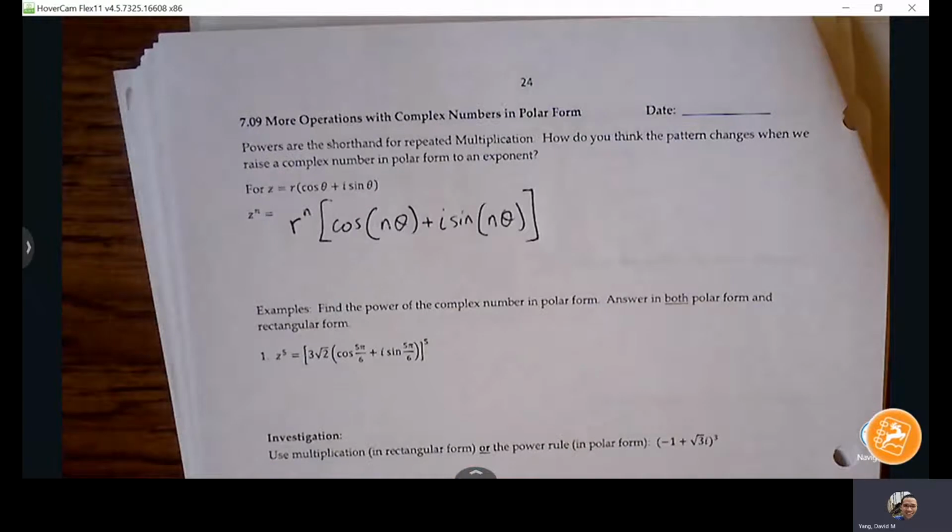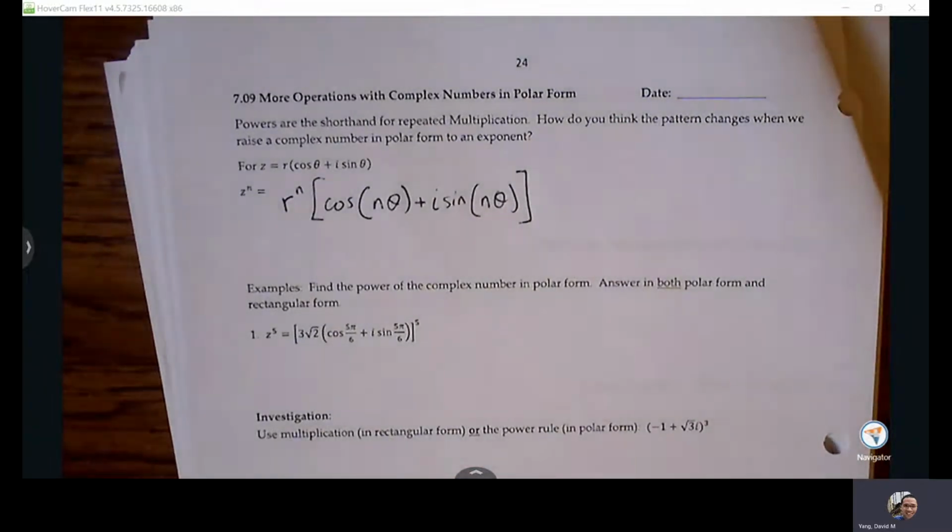Okay, so page 24. Let's practice through this formula. So powers are shorthand for repeated multiplication, right? So if I have 3 to the third power, it's the same thing as 3 times 3 times 3. Okay.